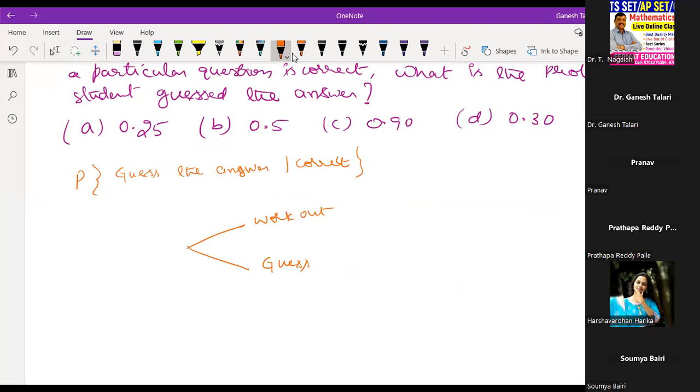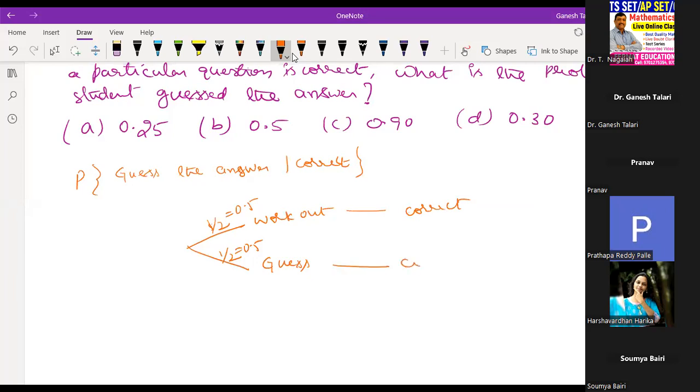So 50% of the time he works it out, right? So this is 1 by 2. This is also 1 by 2. That is 50% of the time, 0.5, 0.5. Okay. So it must be correct. For the wrong one, it has been given that 0.1. So 1 minus 0.1, that is 0.9. Here 0.3. It has been given that when the answer is guessed, the probability that it is correct is 30%.